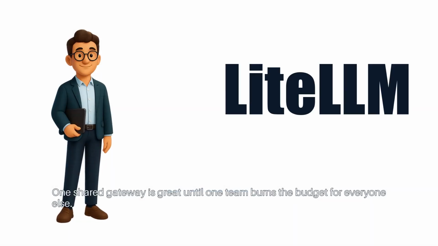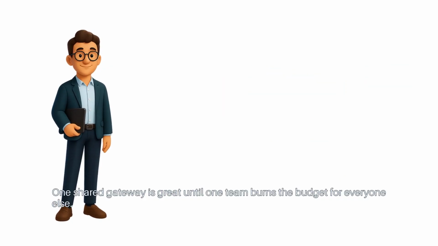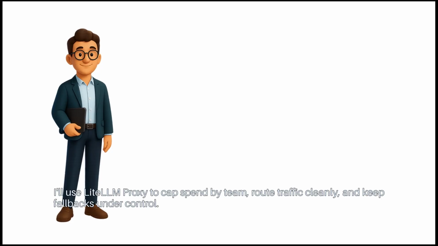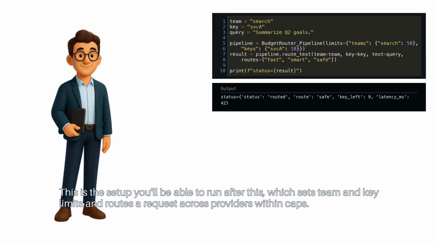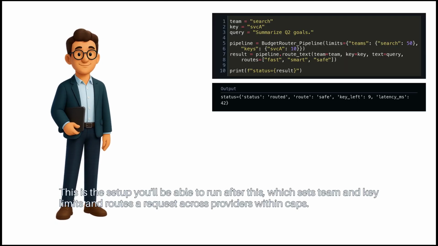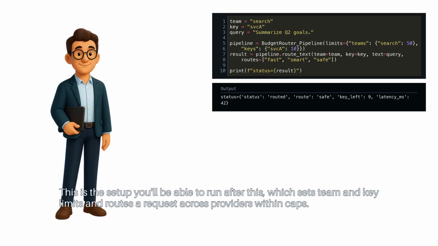One shared gateway is great until one team burns the budget for everyone else. I'll use LiteLLM Proxy to cap spend by team, route traffic cleanly, and keep fallbacks under control. This is the setup you'll be able to run after this, which sets team and key limits and routes a request across providers within caps.